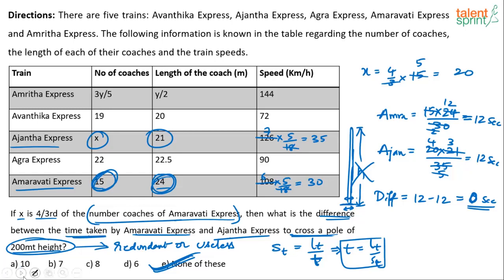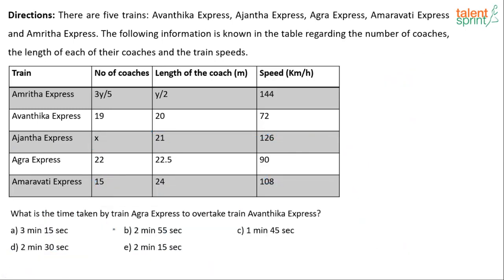Option 5. Next question. What is the time taken by Agra Express to overtake Avantika Express? I think all the numbers are known to us. Now, this is about 2 trains crossing each other. Overtake. Overtake means what? Overtaking is possible when they're moving in the same direction. And what's the formula to be used when 2 trains are moving in the same direction?